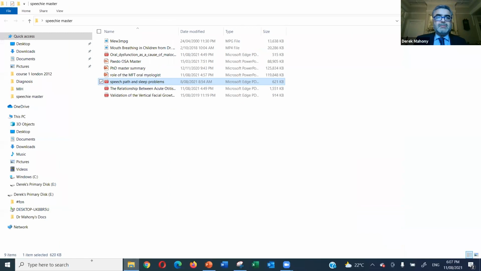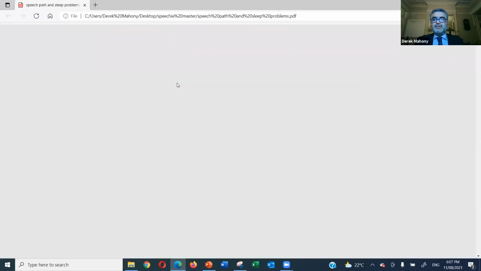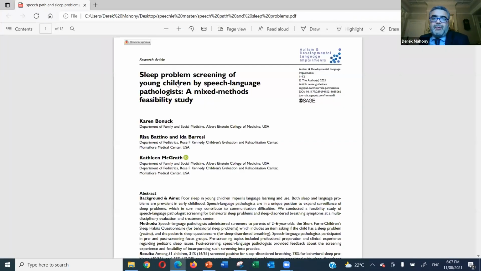So number one, you'll have that article. Number two, you'll have this article. This comes from a language journal and not a journal that I would normally read, but obviously I've got a lot of colleagues who are in different specialties that share information with me of value. So this is a good paper. They look at children 2 to 6, which I think is the main focus of most speech therapists.